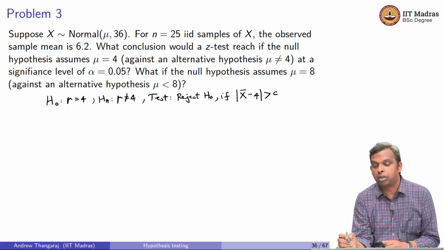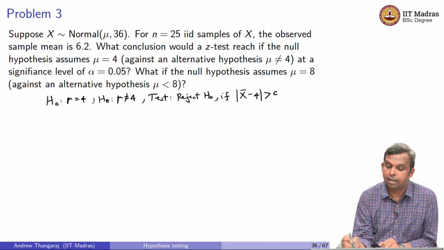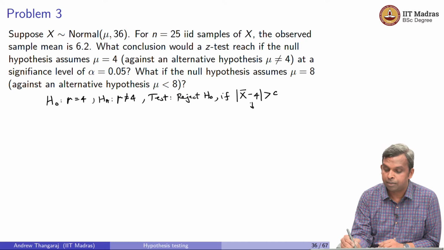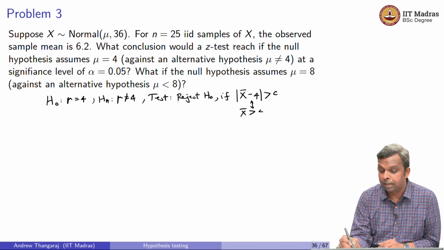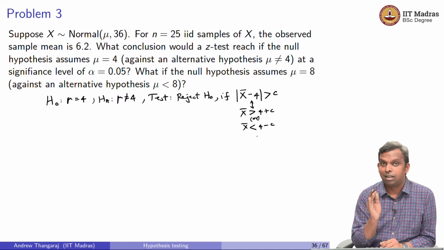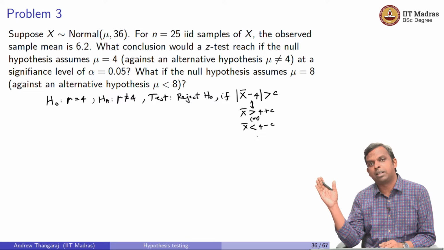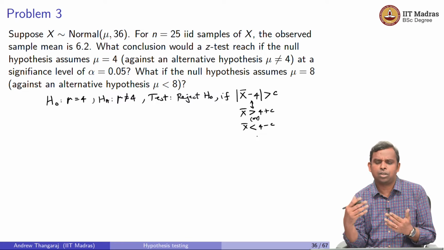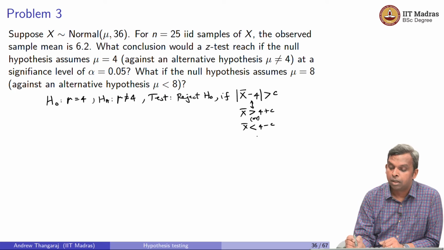Remember, notice how the test suddenly changes in character. Notice how I have to reject on two sides, right? So this is the same as x bar greater than 4 plus C or x bar less than 4 minus C. So both cases. 4 is sort of your main thing. If you are above 4 by too much or below 4 by too much, you're going to end up rejecting the null hypothesis. So it's sort of an obvious test. Pay attention to this. This is important.